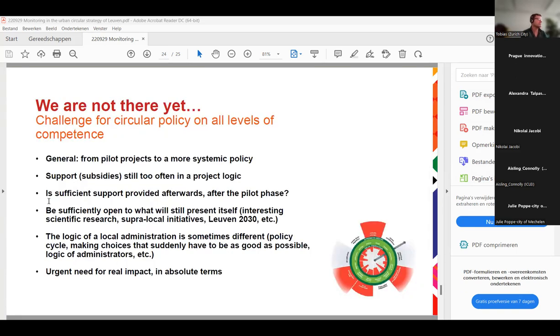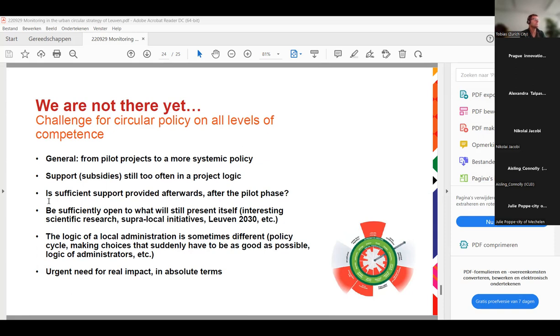A very short conclusion, because monitoring is one element. The relationship of the strategy towards the reality is something else. What is frustrating in a general sense for the strategy, and also I think for the monitoring, is that we have to try to evolve from a logic of pilot projects to a more systemic policy. This is frustrating for everyone working in a more advanced way at city level. We try to collect as many subsidies as we can, but it's always in the logic of projects, pilot projects, new methodology. Every time you have to start again, and sometimes it would be more useful to have a more structural financing.